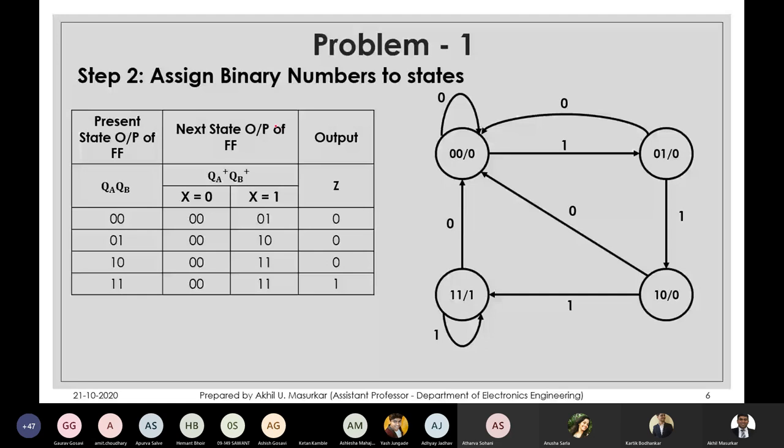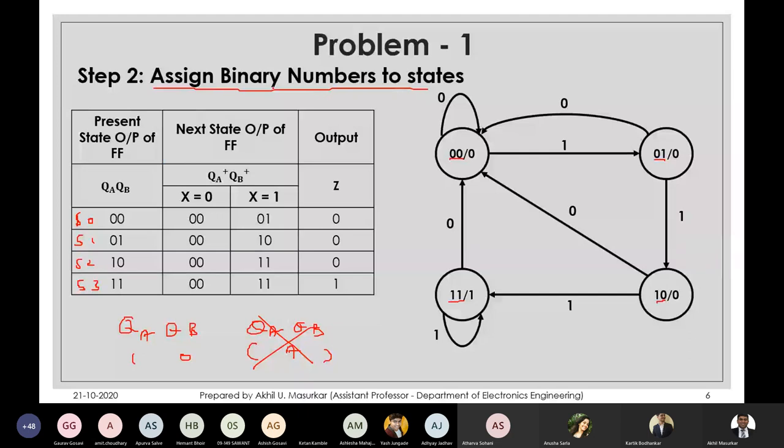Now, step number 2 is assign binary numbers to states. So like I told you, state S0 is 00, this is S1, this is S2, and this is S3. So you can see here S1, S2 and S3 are being replaced by just binary numbers. Now, why do we replace this by binary numbers? Because we want to fill tables for QA and QB. So QA and QB can be binary numbers, they cannot be characters. We cannot write them like this, it is not possible. So that is the reason why we convert it to binary numbers.